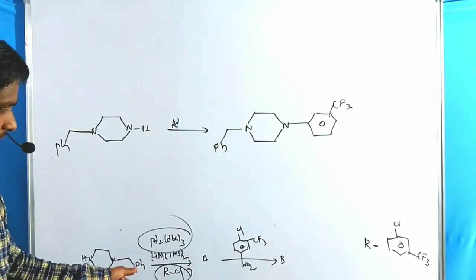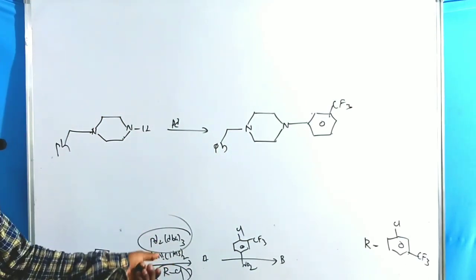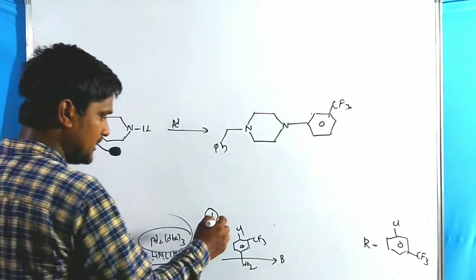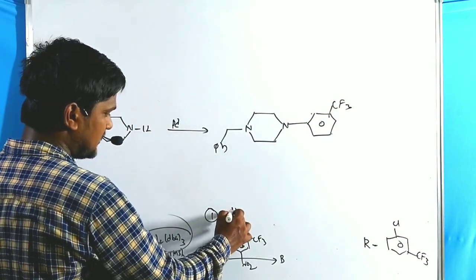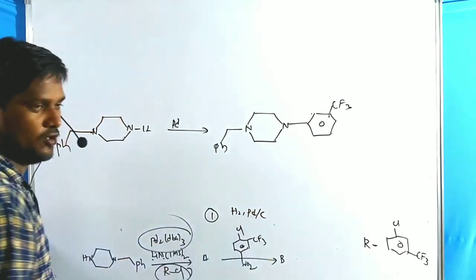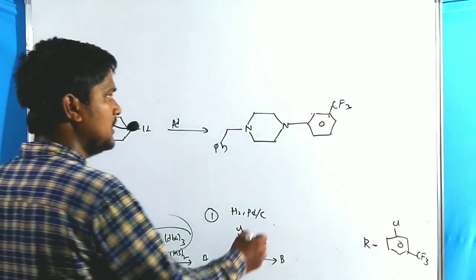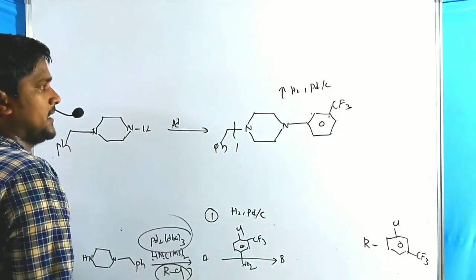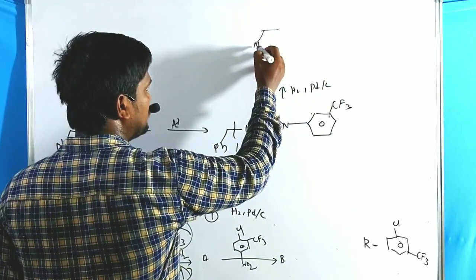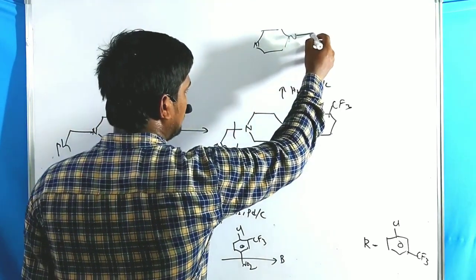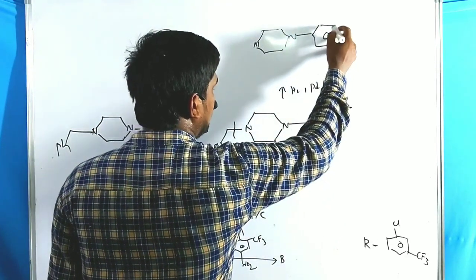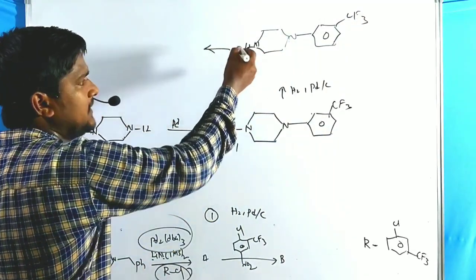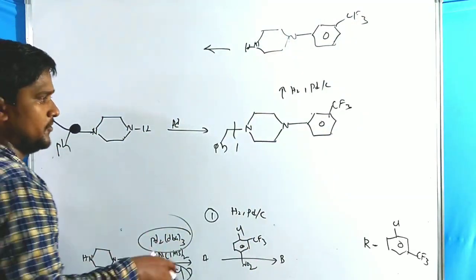Now sometimes they are given, I missed out the reagent, that is H2 followed by palladium charcoal. In the presence of H2 and palladium charcoal, here it is deprotected. Nitrogen, here it is the compound. So here CF3. So here it creates the active NH of the pyrazine compound.